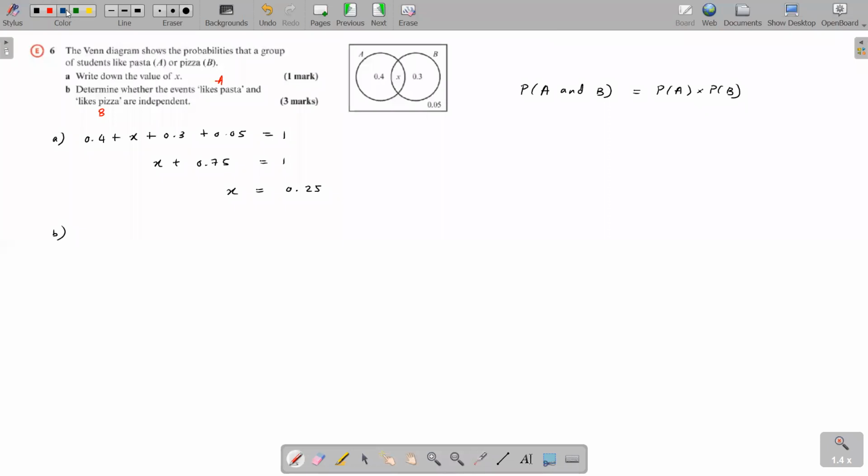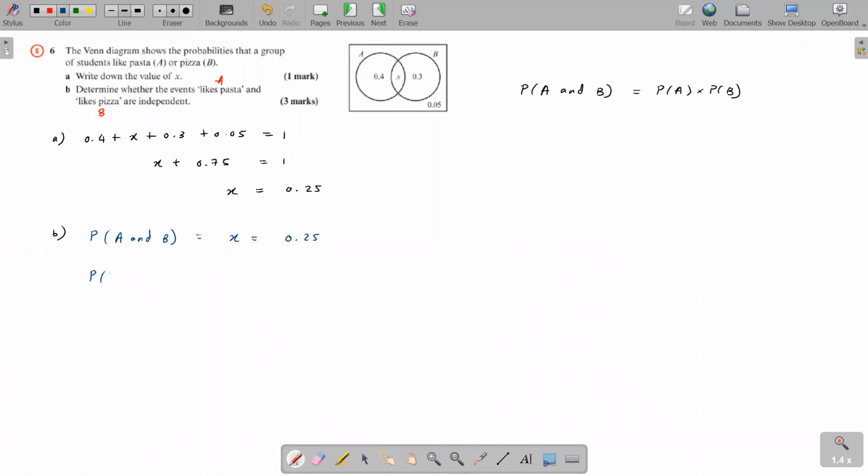Okay, so can't we get the probability of A and B? Guys, A and B means what? A and B means the probability of A and B both happening together. So the common part, the common probability here is X. Can you see? The intersection. That's where you have the AND. So A and B is X, X is 0.25.